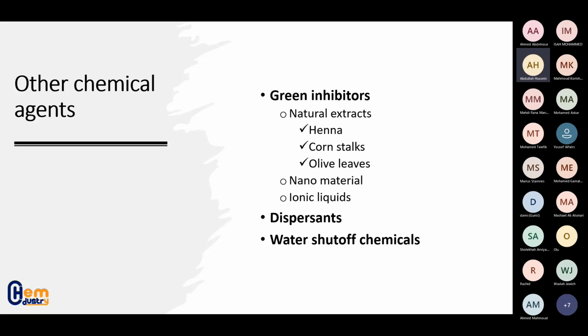We also have the dispersant. We usually use the dispersant with the iron sulfide scale. And then we also have another option, which is the water shut-off chemicals.